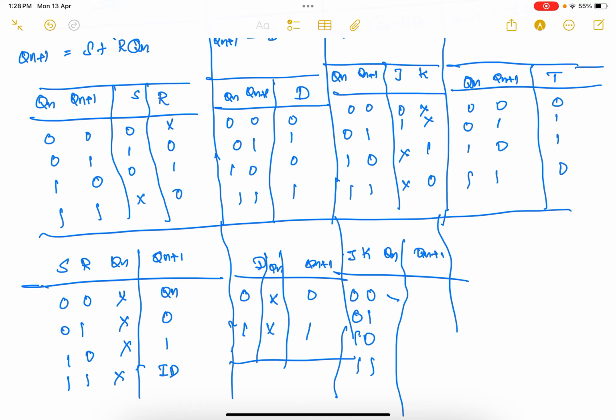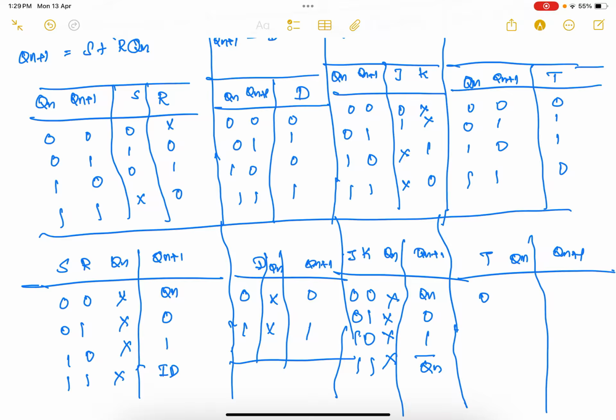So here 0 0 means no change, the present state will be coming there. For 0 1 it is 0, for 1 0 it is 1, for 1 1 the present state is complemented. And in the T flip-flop, what is happening? For Qn and Qn plus 1, if T is 0, I will get as output whatever the present state is. If it is 1, the present state will get complemented. Okay, so this is the complete truth table, that is the shortest form of the truth table.